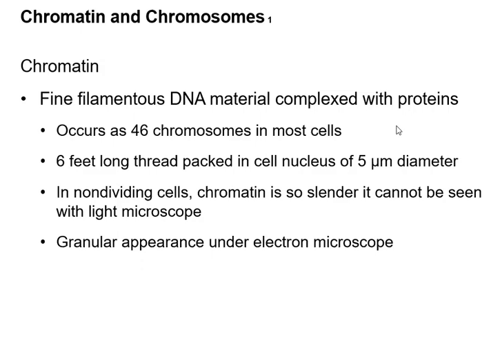Here's the slide that says in words what I just showed you in a picture. You have 46 chromosomes. There are about 6 feet of DNA, so it's 2 inches for each chromosome, and you've got 46 chromosomes. Not all chromosomes are the same length. You've got some that are shorter and some that are longer. So you've got roughly 6 feet. And it does look granular in the electron microscope because it's wrapped around some proteins, complexed with proteins called histones.